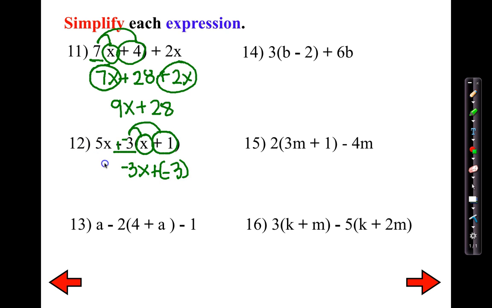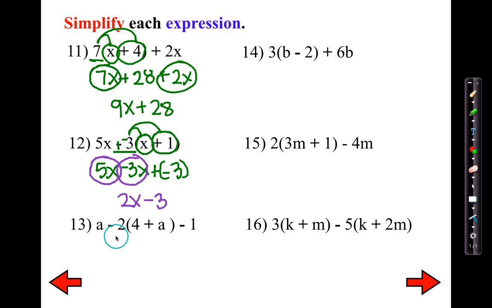I'm going to go ahead and bring down this 5x. So now at this stage, I'm going to combine like terms because I can. If I take 5x and I subtract 3x, I'm going to be left with 2x. This is just basically minus 3. And there you have it. So I'm going to go ahead and do one more example. Then I'm going to have you try the next 3 by yourself.